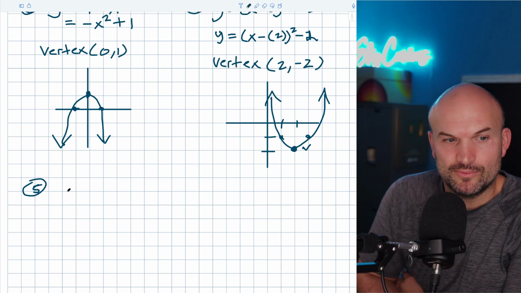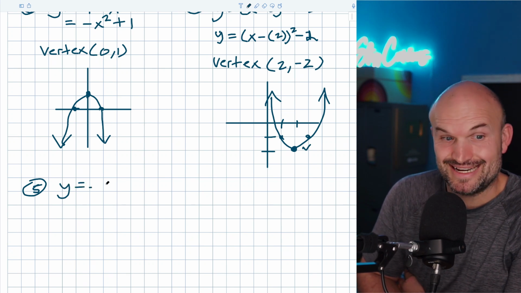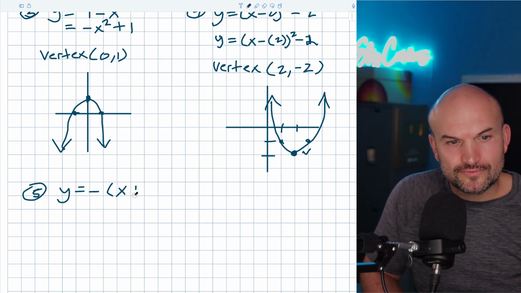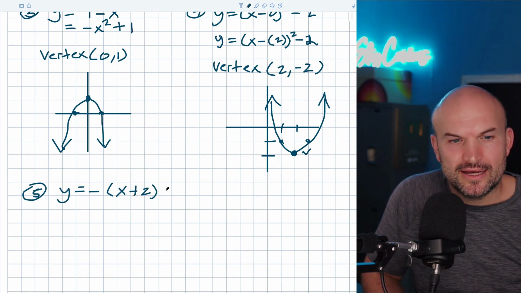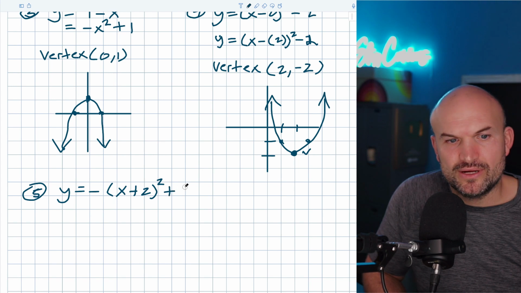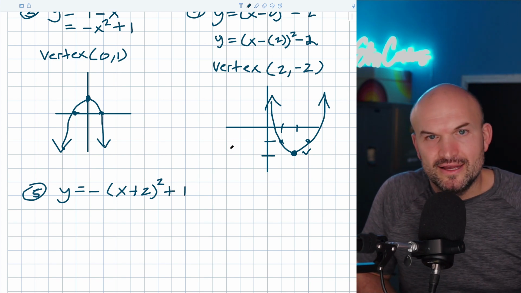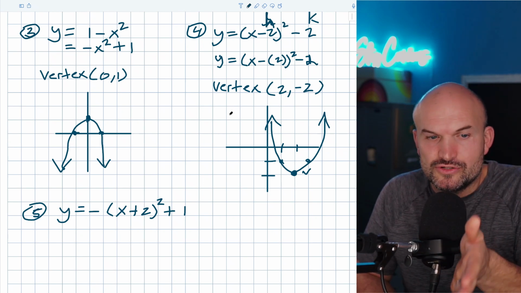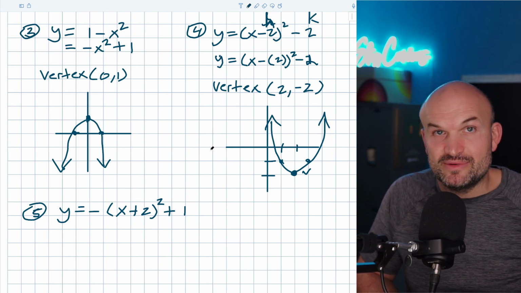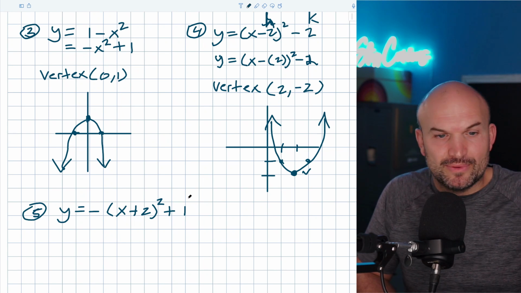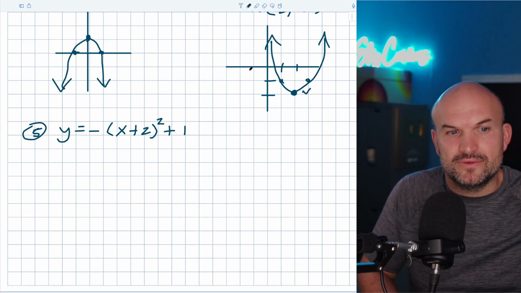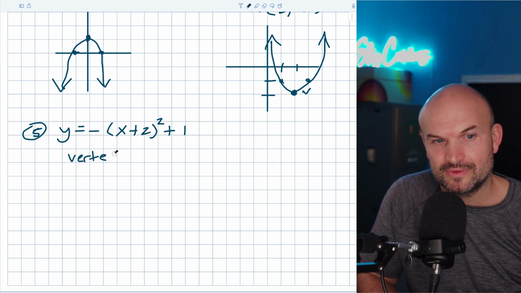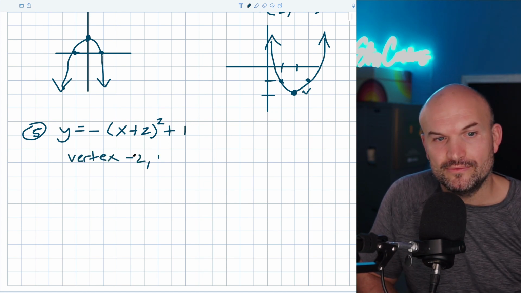And then let's add one more transformation here. What if I put a negative on there? And let's say I did negative (x plus 2) squared plus 1. Okay, well, hopefully you recognize that if it's x minus 2, that's shifting it to the right 2. So if it's plus 2, that's going to be to the left 2, right? And then remember, plus 1 shifts the graph up 1. And then also don't forget that we have this negative, okay? So the vertex is going to be (-2, 1), right?